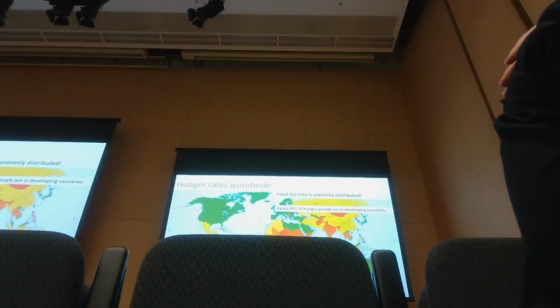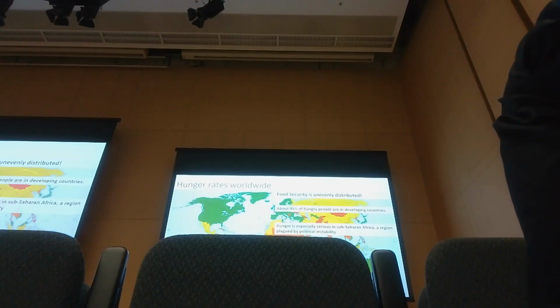And then about 95% of hungry people are actually in developing countries, because they have less resources in terms of supporting growth. So more people are facing those problems, and it's especially serious in sub-Saharan Africa. And then this is talking about potential reasons also related to hunger. So this region has political instability. We're going to discuss more later in this class.